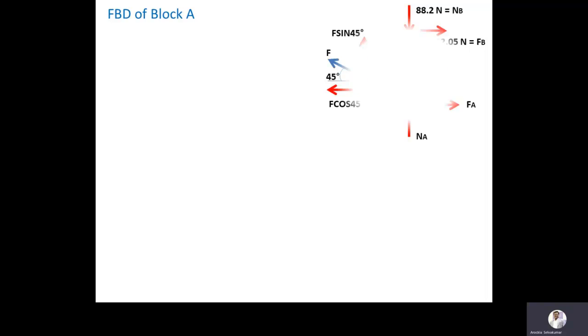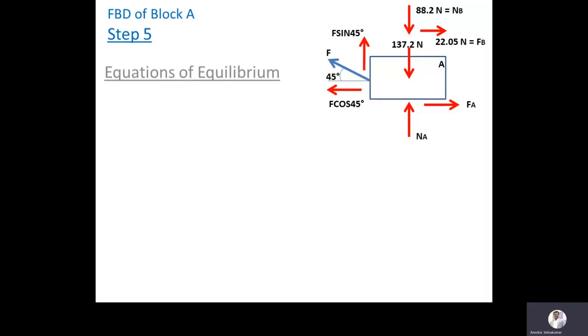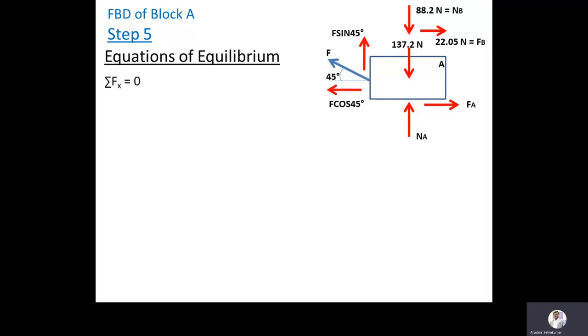The next one is we are going to solve the unknown components in the block A. This is the free body diagram. I have added the values of normal reaction B and the frictional force 22.05 Newton. Again we are going to substitute the equations of equilibrium. The first one is summation of horizontal force equal to 0. Here we have frictional force A and frictional force B, and the horizontal component F cos 45. These are the three force components acting on block A.